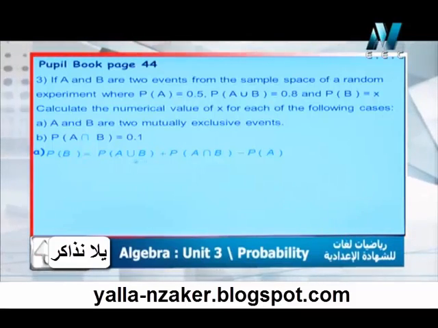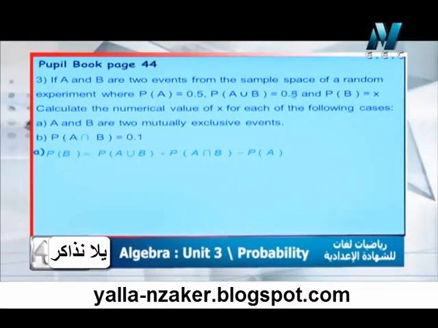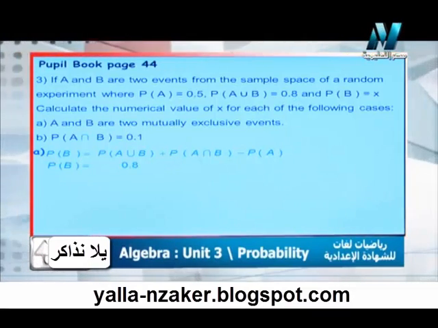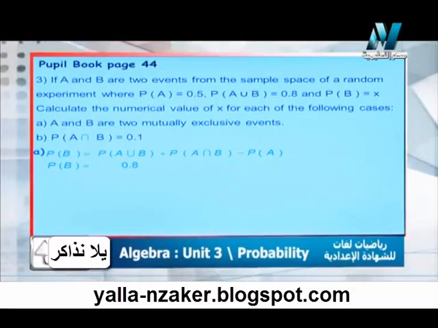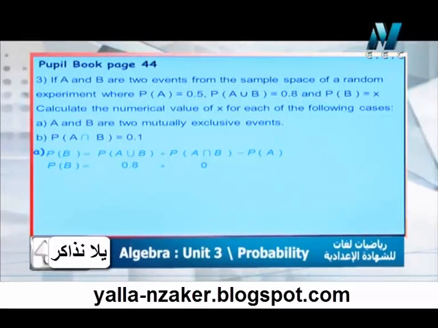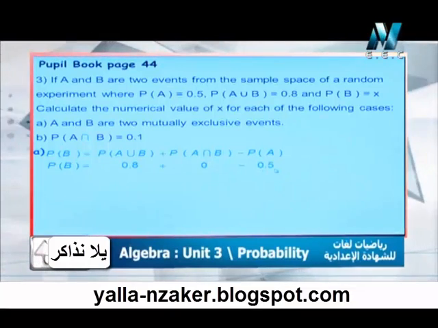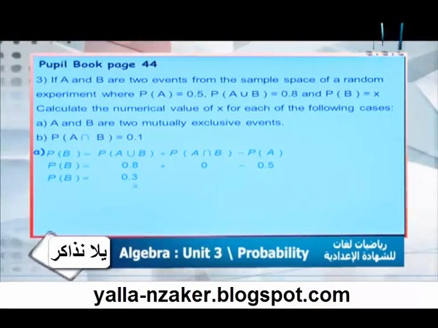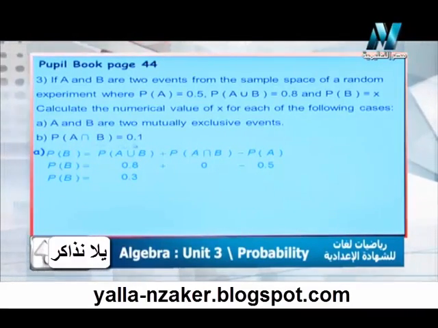Okay, what's the given here? I have the probability of A union B and the answer is 0.8. So 0.8 plus the probability of the intersection. In the first case, it tells me that they are two mutually exclusive events, so the intersection, or the probability of the intersection, is zero, minus the probability of A which is 0.5. Use your calculator to find the probability of B. The answer will be 0.3. Okay, the second case says the probability of the intersection is 0.1.